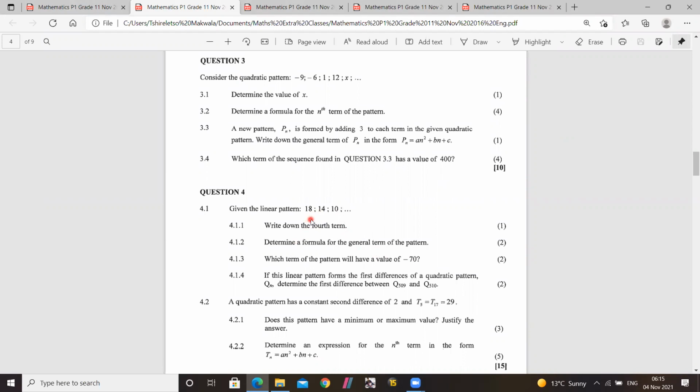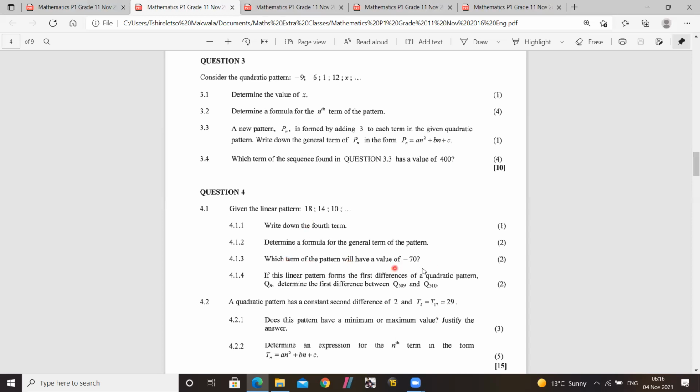So you're gonna say Tn is equal to an plus b, and the negative 4 is the common difference. So you're gonna say Tn is equal to negative 4n. And how do we get to 18 from negative 4? We get to 18 by adding 22. So we have to add 22 from negative 4 to get to 18. So the general form will be Tn is equal to negative 4n plus 22.